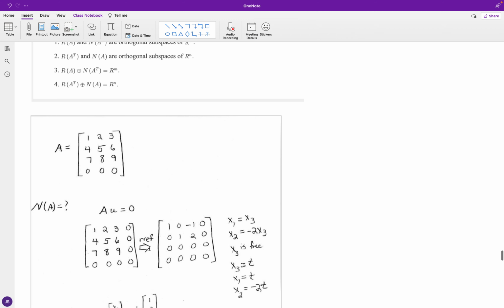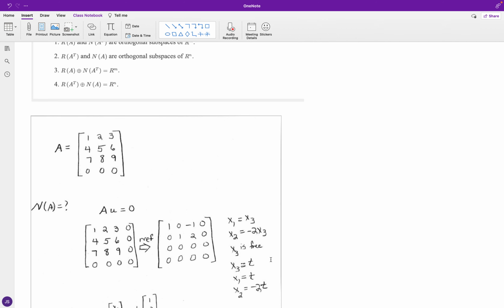So 1, 2, 3, 0 is transformed to 1, 0, negative 1, 0, and this leads to the relation where x1 is equal to x3. For the second row of the reduced row echelon form matrix, we have 0, 1, 2, 0, and this translates to x2 equal to negative 2 times x3.